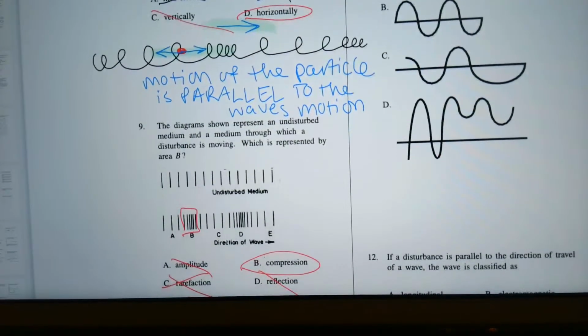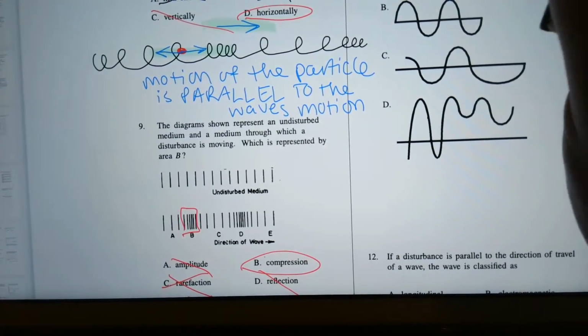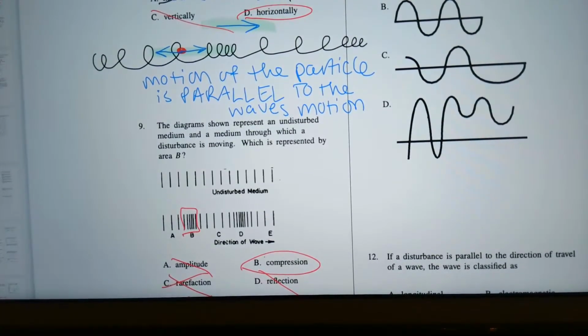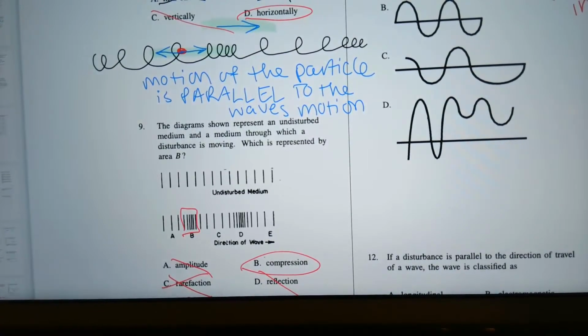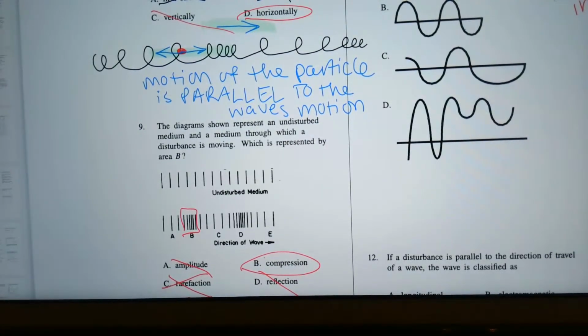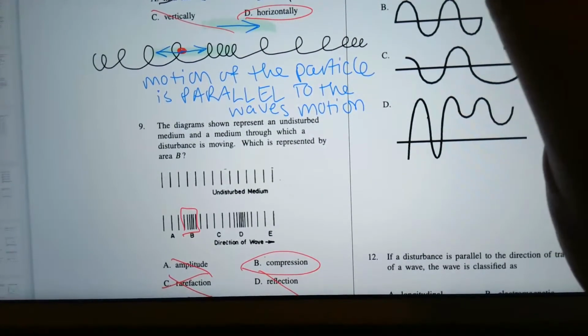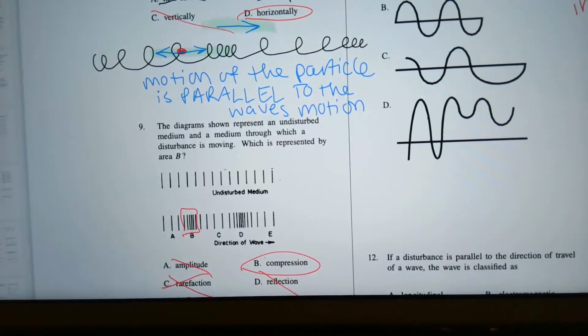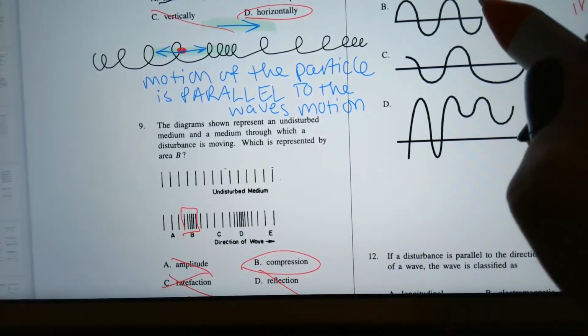Number 11, which diagram best represents a periodic wave in uniform medium? So periodic means that it happens at a regular interval, okay? And it's very rhythmic, right? The pattern is easily identifiable. So A is only a pulse, so that is not a wave. You want a wave. If you like choice B, this looks pretty good.